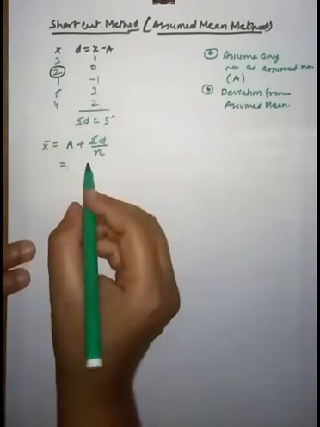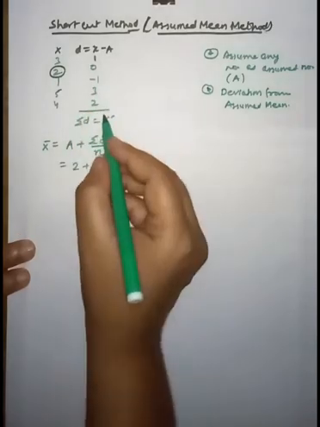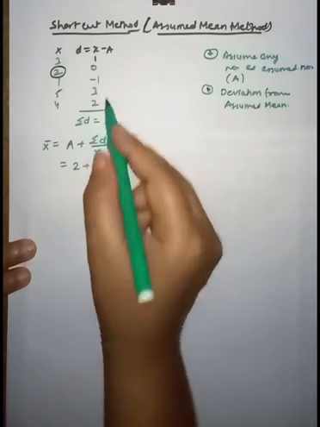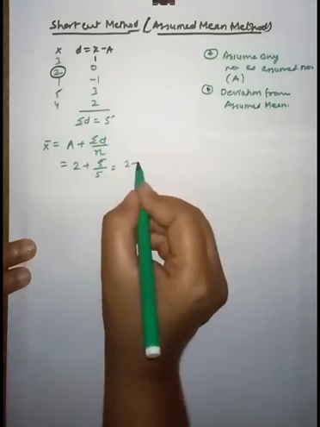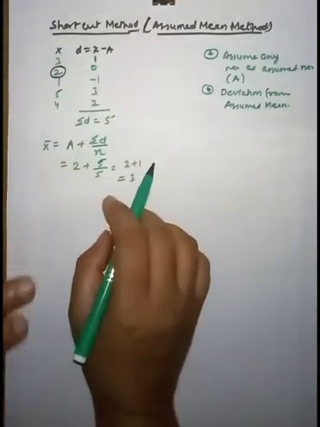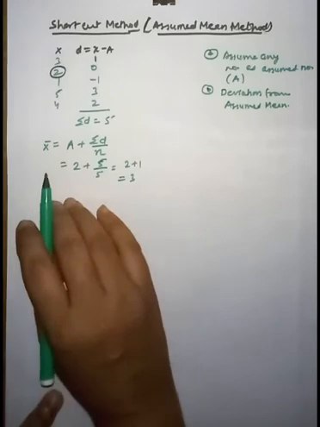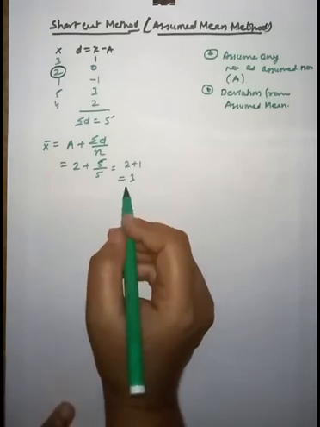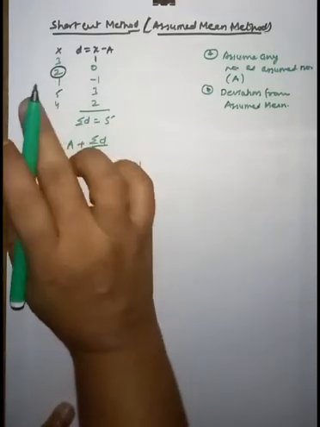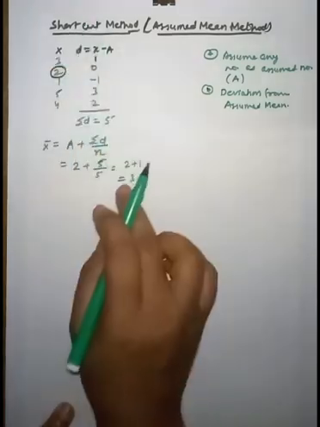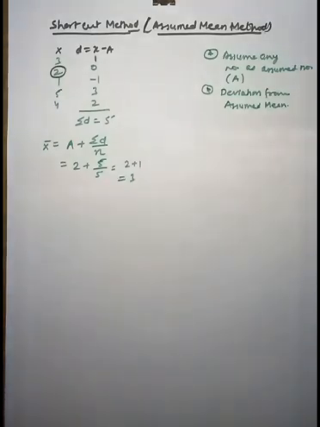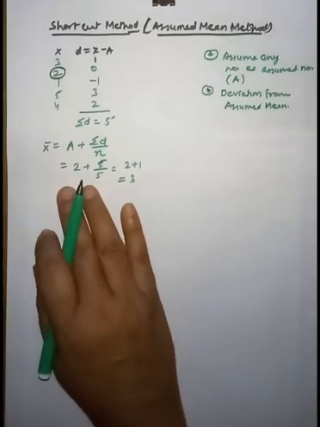So here a is 2 and summation d is 5, n is 5, so it comes 2 plus 1, which means 3. I'm taking the same example so that you can recheck the answer. If you use the direct method, the answer of this series is 3, and if you use the shortcut method, again the answer is 3. So if you use any method, you get the same answer. So this is the individual series.